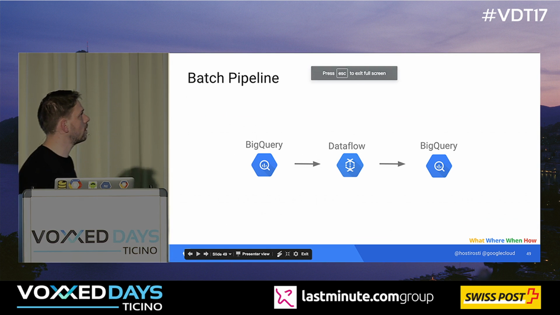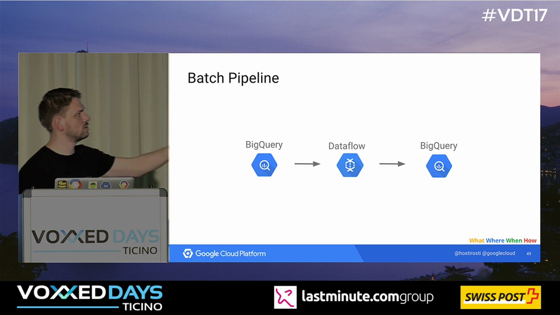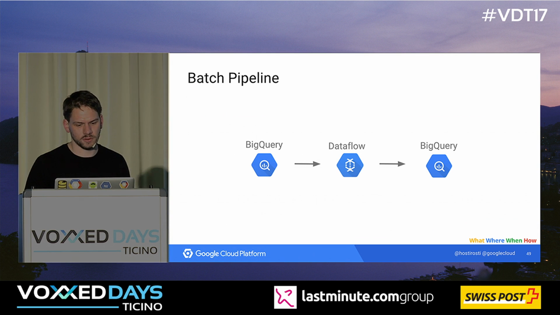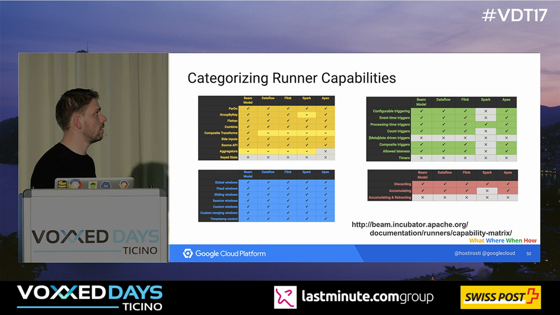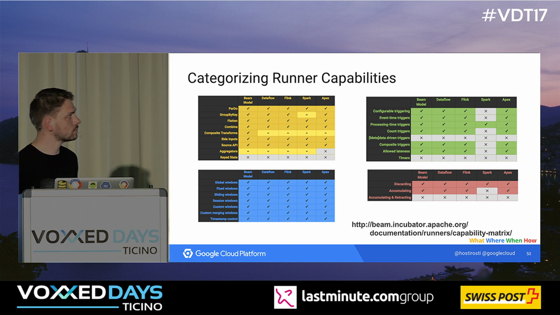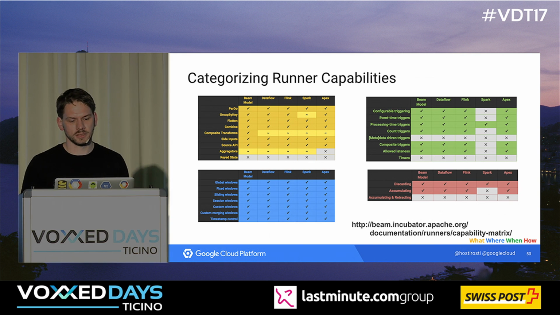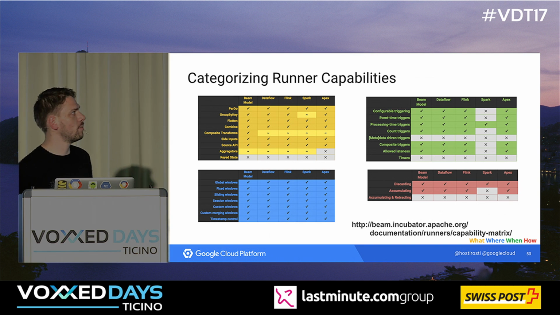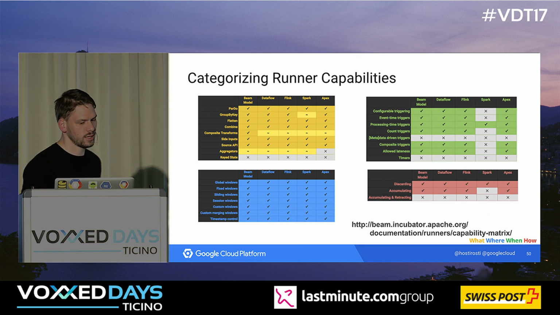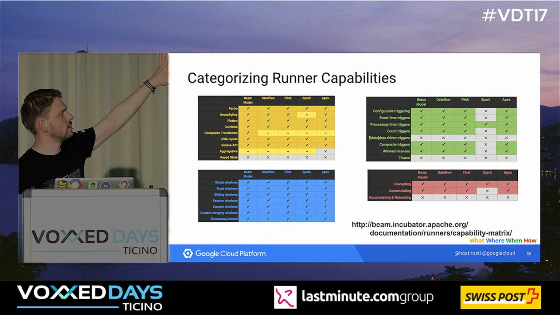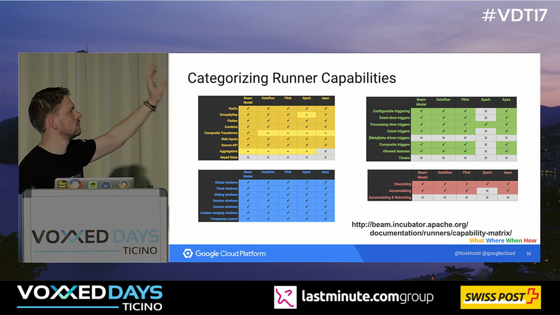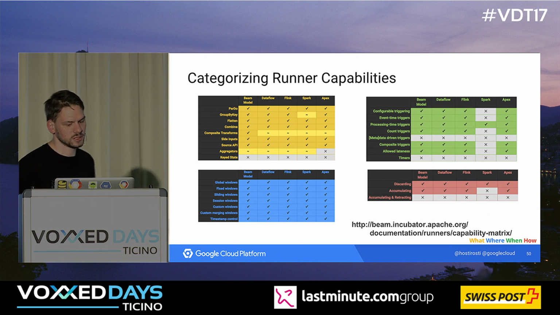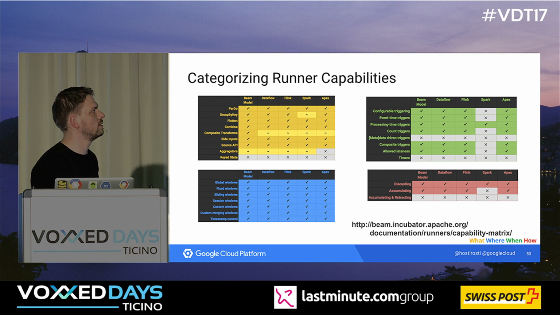So basically, the batch pipeline was reading from BigQuery, running it through Dataflow, and then writing it to BigQuery again. Now I mentioned earlier that you can run Beam models on multiple runners. We have Dataflow, Flink, Spark, Apex, Gearpump is coming, and many others. In this matrix, you can see the capabilities based on the questions that we ask: the what, where, when, and how, and what is supported by the different runners underneath.